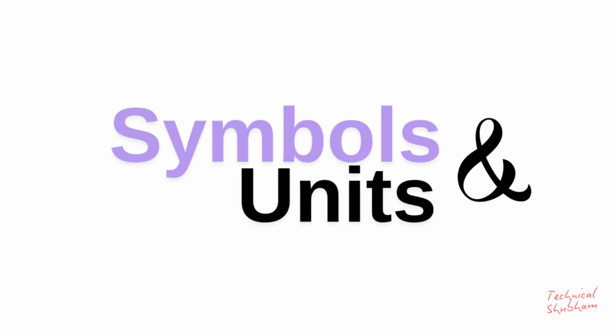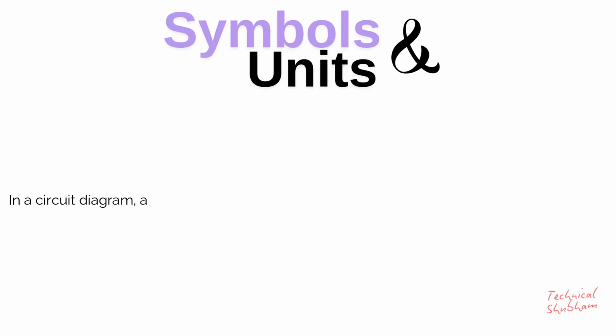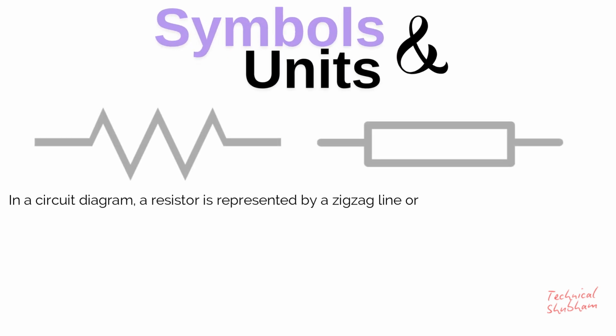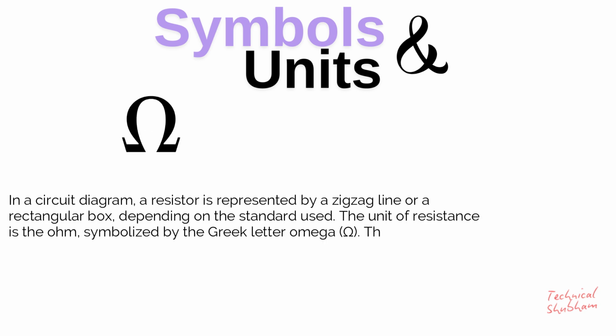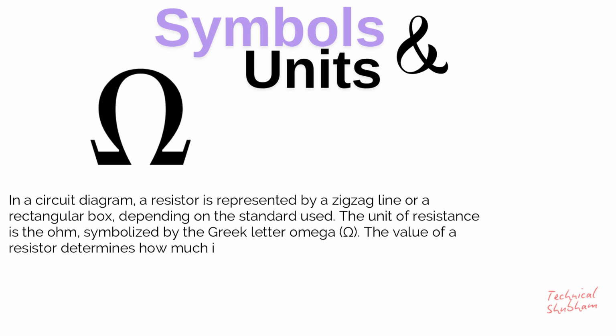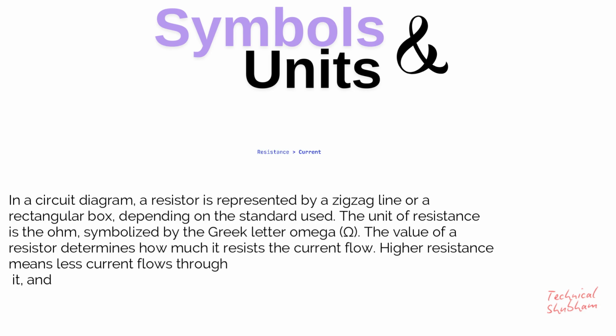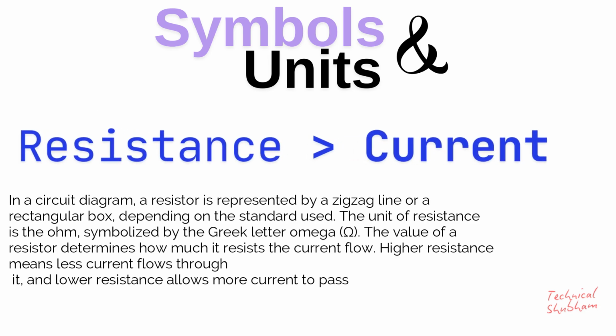Symbol and units. In a circuit diagram, a resistor is represented by a zigzag line or a rectangular box, depending on the standard used. The unit of resistance is the ohm, symbolized by the Greek letter omega, Ω. The value of a resistor determines how much it resists the current flow. Higher resistance means less current flows through it, and lower resistance allows more current to pass.